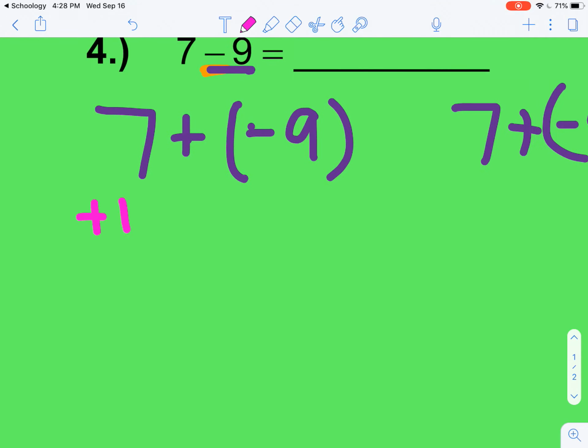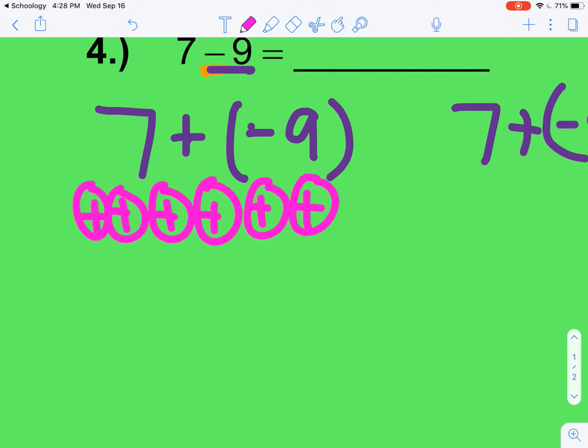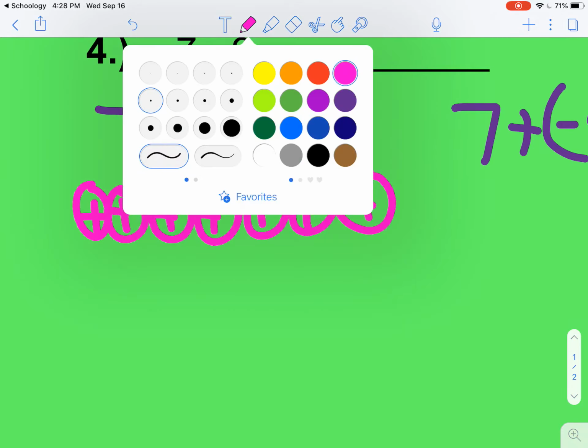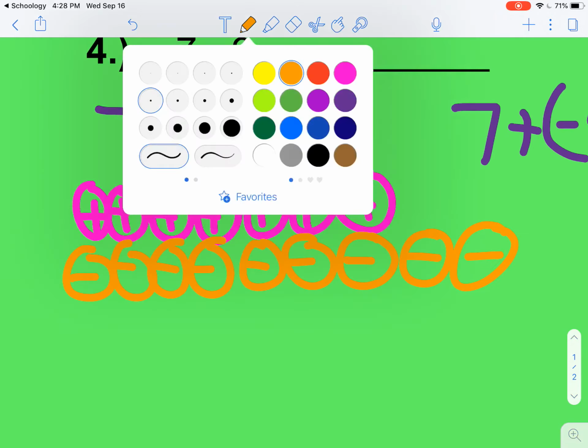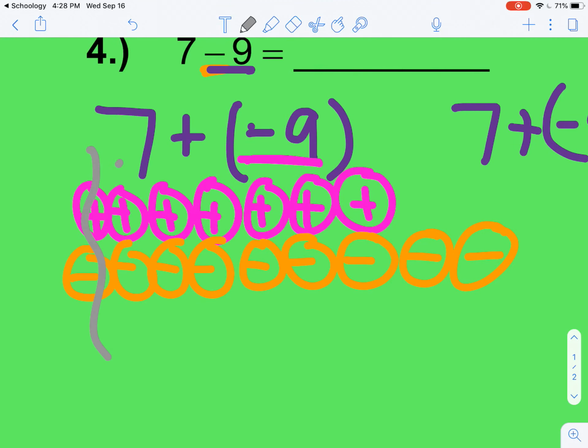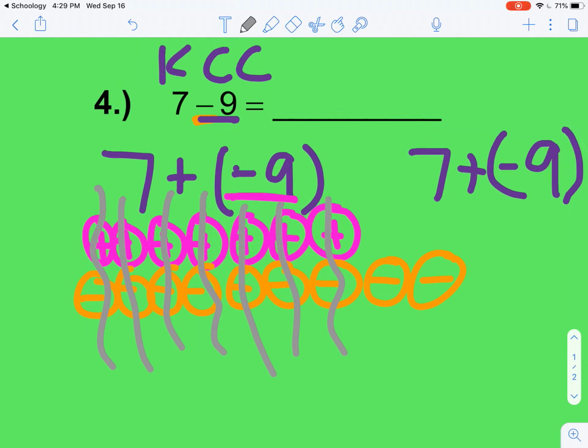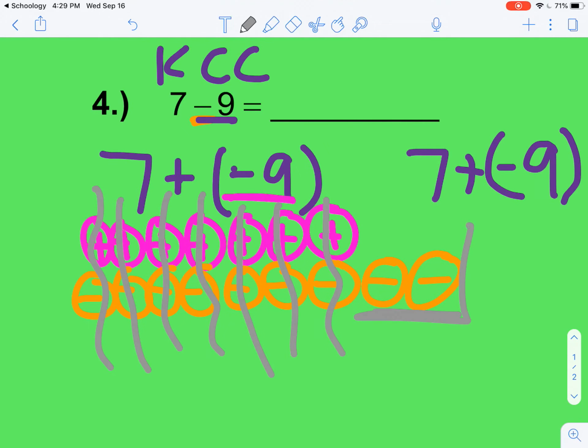Alright, so now let's find our 0 pairs. I have 7 positives. 1, 2, 3, 4, 5, 6, 7. And I have 9 negative signs. Alright, now let's use our 0 pairs and cross them out. Those ones cancel, those cancel. Got a lot canceling this time. What am I left with? Right, I'm left with these 2 negatives. So my answer is negative 2.